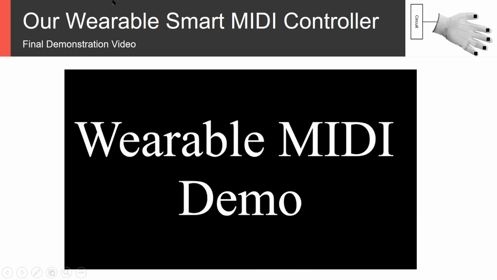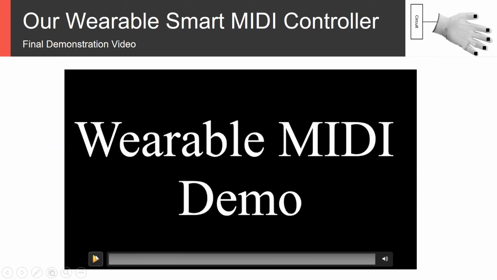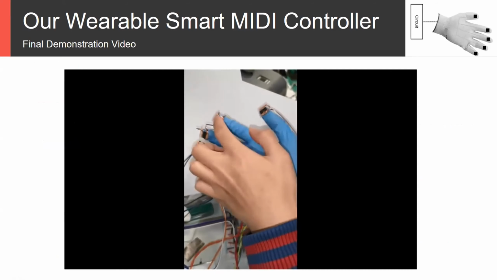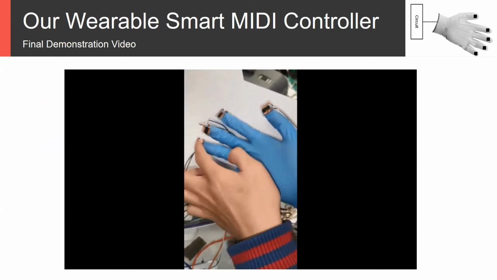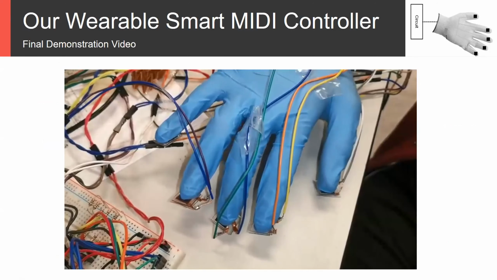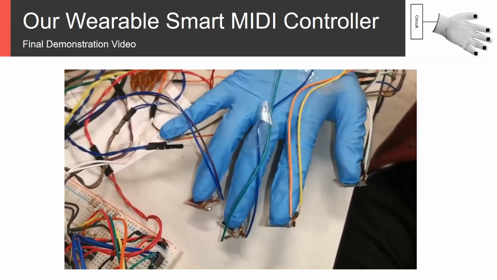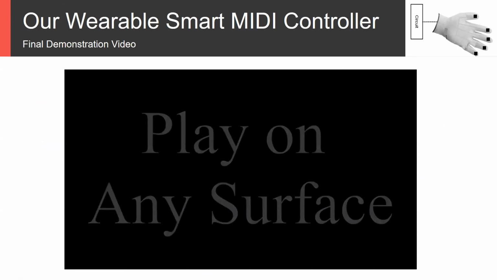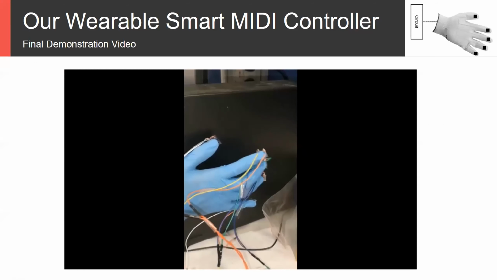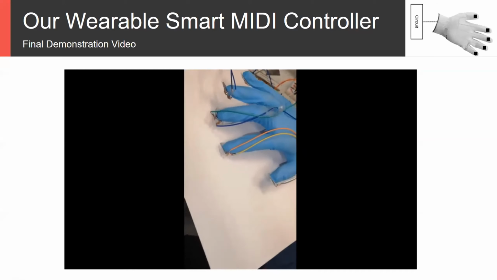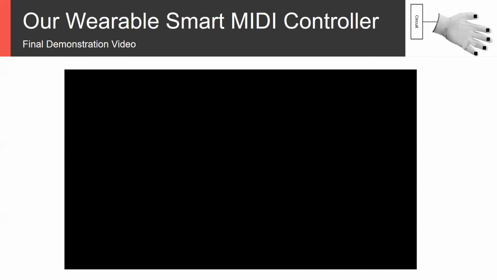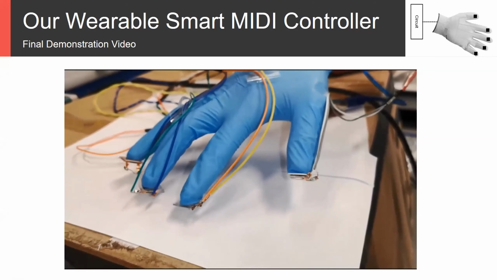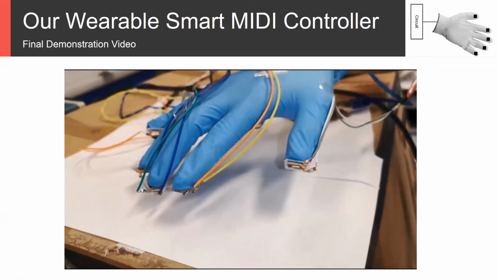So now we will show you the final demonstration video. As you can see, when we press it, it generates a sound. And we can play on the table, and also on any surface like a wall or paper, so any curvy surface as well. So this is our final demonstration video.